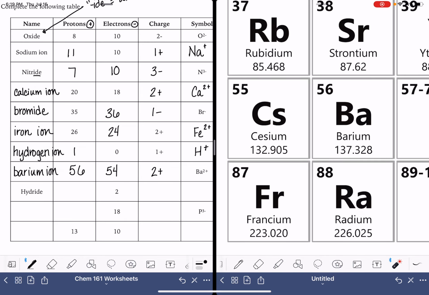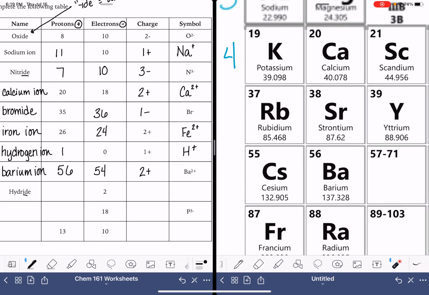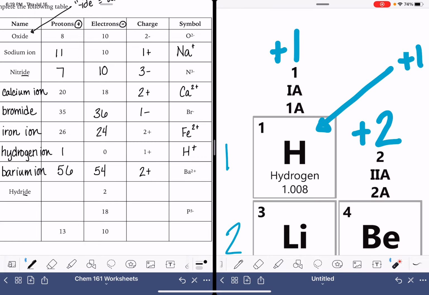Next, we have hydride with 2 electrons. Notice that we have that "ide" ending. That means we're dealing with a negatively charged ion, and that negatively charged ion is hydrogen. So this is a really weird situation. This is hydrogen. It's going to be an ion. Hydrogen has 1 proton. If there are 2 electrons, 1 proton with 2 electrons, that's going to be a -1 charge. So that's going to be H-.